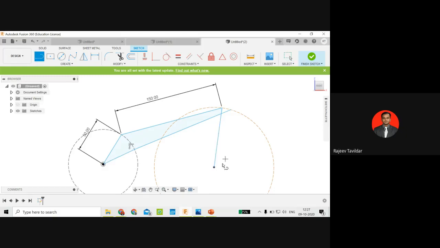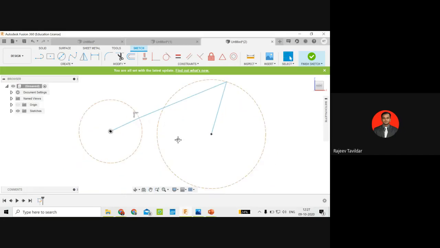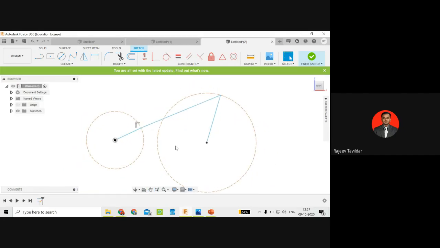Let me draw the rocker position over here. So it comes somewhere over here. I'll delete the original mechanism that I had drawn. I don't want this now. Okay, so this is our extreme position. This step is clear. So this line I'm going to get as R2 plus R3.